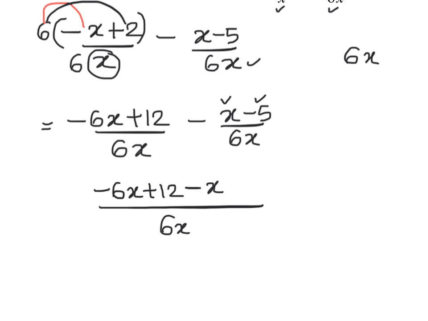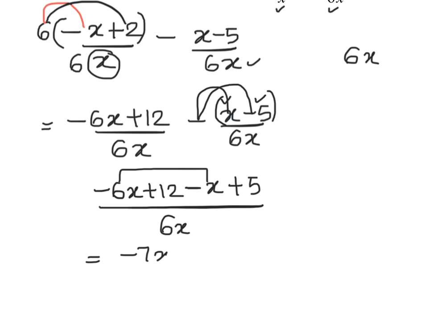Now you have to change the sign of the 5 as well to positive 5 because you're subtracting the whole x minus 5. So when you distribute the negative sign, negative times x is negative x, negative times negative 5 is positive 5. This is the common mistake students make, so please make sure you don't do that. Once I have everything written down, I'm going to simplify. 6x minus x gives me 7x, and 12 and 5 gives me 17 over 6x. Your final answer.